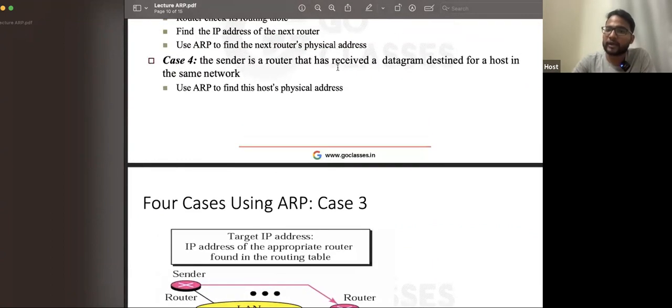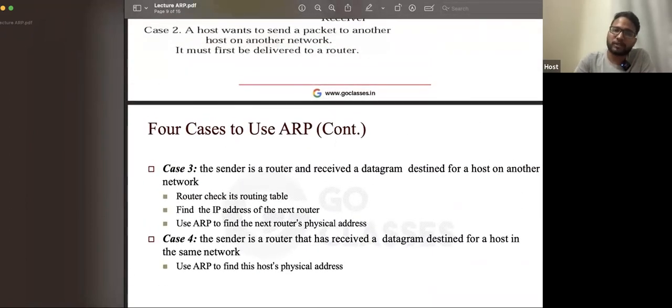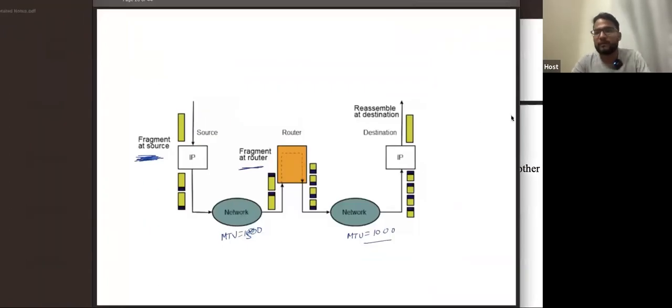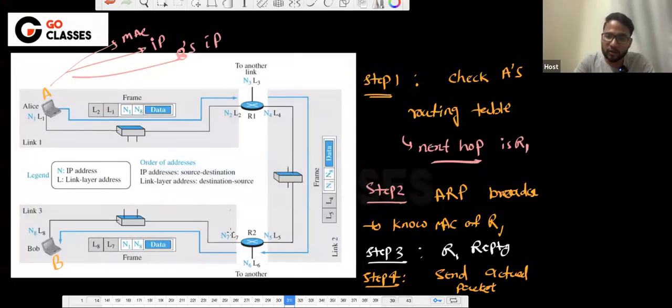If the sender is a router and has received a datagram destined for the same network, this is the same as case one, where both the sender and receiver are on the same network. Use ARP to find the host physical address. Yes, only the last router will broadcast to know B's MAC address. Otherwise, no one needs to know B's MAC address. Only the last router will say, okay, I want to send to B. I have the IP address. Can I get the MAC address? So it will broadcast the ARP.